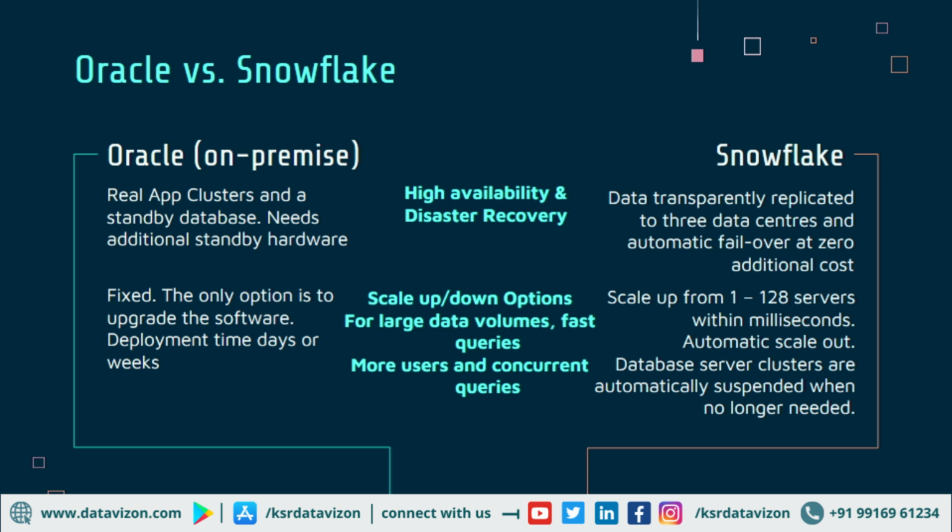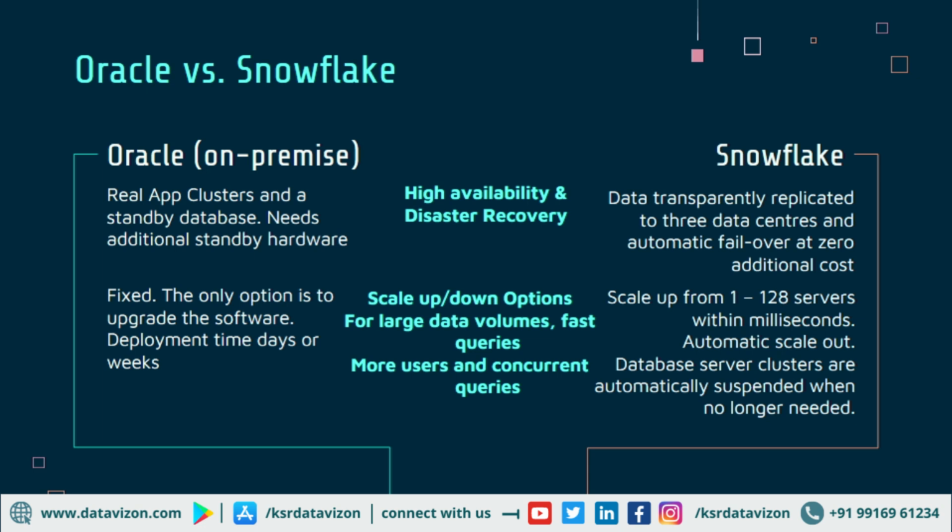So if I read the statement correctly, data is transparently replicated to three data centers, with automatic failover at zero additional cost. What that means is things will be automatically taken care of by the Snowflake team for data center replication, and failover also at zero additional cost, right? We need not pay any extra amount for it. It comes with the package once we choose the company, right?